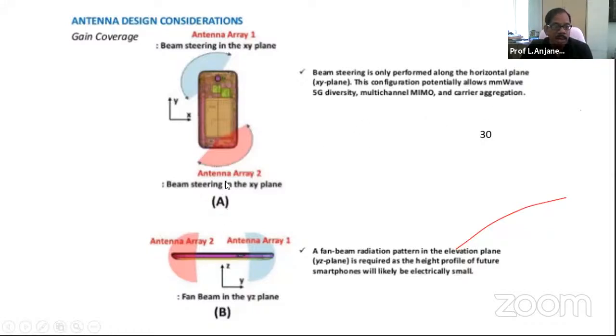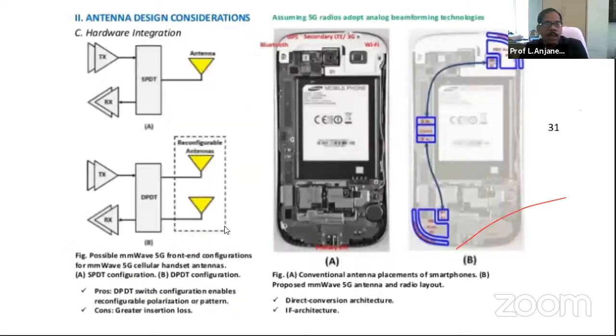This is the XY plane, and from the side, if you see, there will be one antenna array on one side of the cell phone, and another antenna array on the other side of the cell phone. So what you see here is a fan beam, so that it can find the signal in both directions. Similarly, this is a photograph showing how the antenna is integrated into the phone. In addition to this, we also have a conventional design.